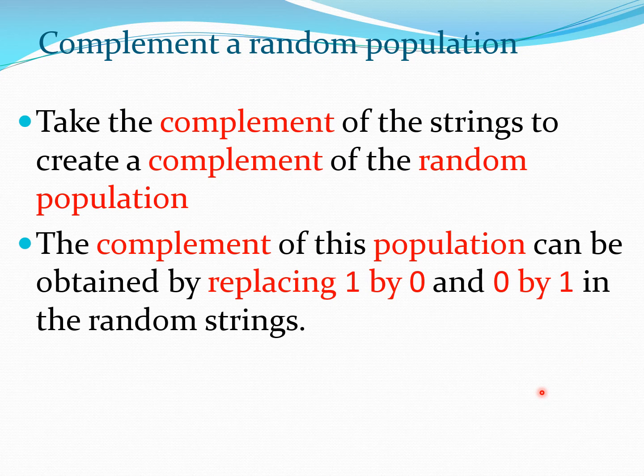One more thing you can do is that you can take a complement of the strings to create a complement of the random population. So a complement of a population is created by replacing the ones by zeros and the zeros by ones in the random strings. So I will show you this in the next slide.